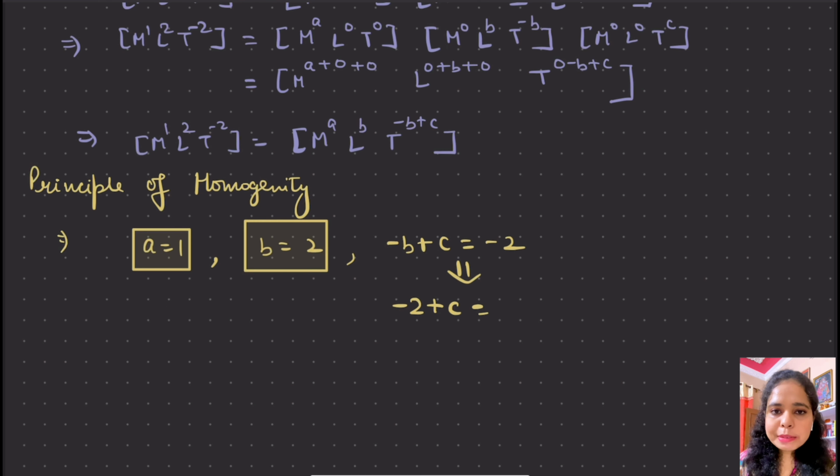Now we have to determine the value of c. We will put the value 2 in this equation. So minus 2 plus c is equal to minus 2. Taking 2 on the other side, we have c is equal to minus 2 plus 2, which is equal to 0. Therefore, the value of c is 0.